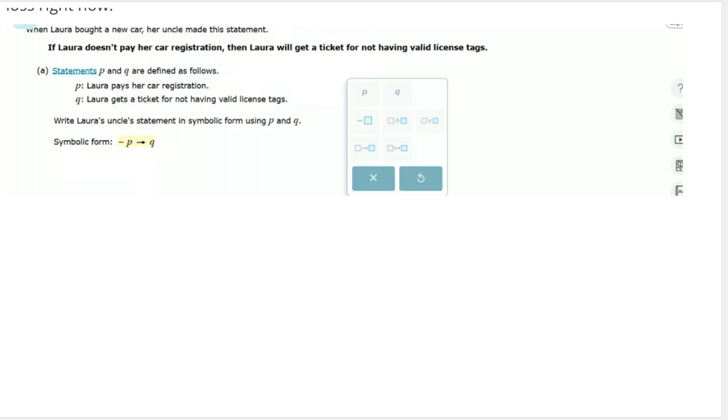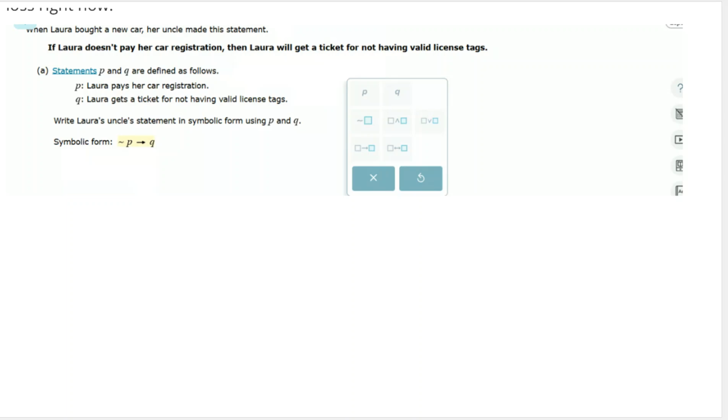Let's look at this situation with Laura and her car registration and her maybe getting a ticket. Here's the deal with these if-then statements. You don't know if she paid her car registration or not. You don't know if she's going to get a ticket or not. You have no idea. So we're going to go through every possible combination for these. Now, on these problems, I like to put extra steps in because it's just a lot easier.